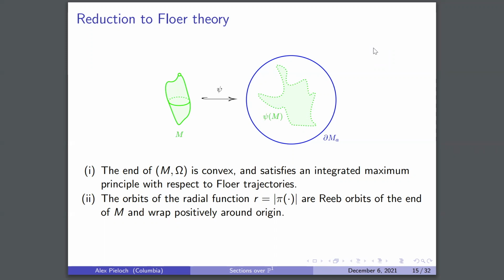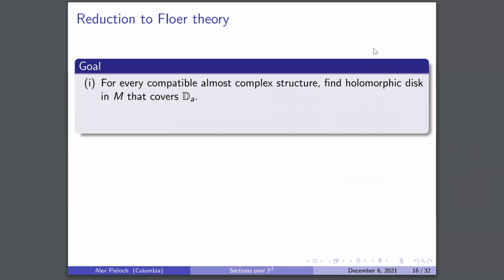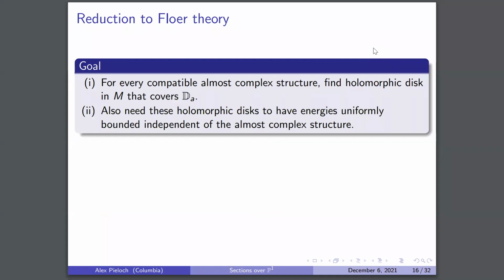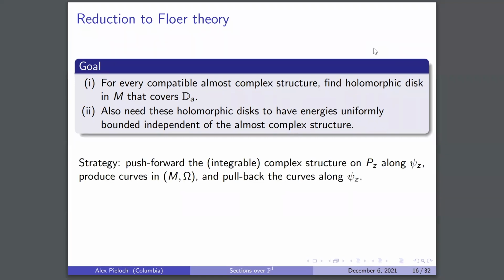Okay, so here's the goal that we really want from doing Floer theory. We want that for every compatible almost complex structure, we find some holomorphic disk in M that covers the disk of radius A, right? So we want to find this multi-section over the disk of radius A for an arbitrary compatible almost complex structure. And moreover, we want the energies of these disks to be uniformly bounded independent of our choice of almost complex structure. Okay, so why is this our goal?